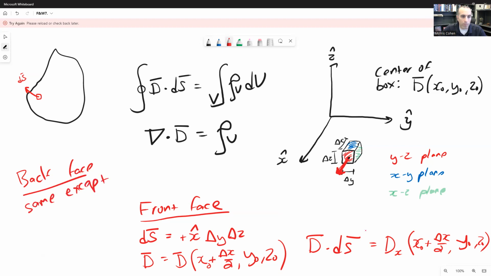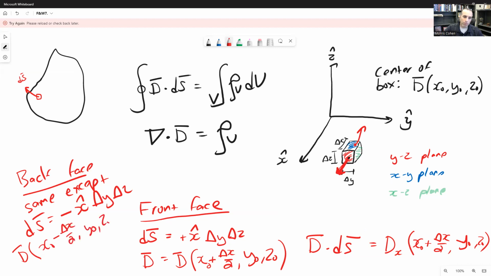except the dS has a negative x hat delta y delta z, right? Because that vector is over here pointed in the other direction out of the box, so it's pointed in the negative x direction. And the D field is going to be evaluated at x0 minus delta x over 2. Right? And so you can take that dot product as well.